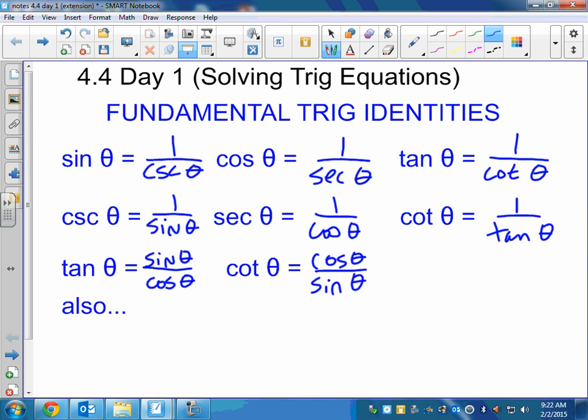So what's kind of cool about trig functions is you can write them all in terms of sines and cosines, because you could change them all in terms of sine and cosine if you get something else. Something else that I'm going to throw in today, and we'll talk about later, are these Pythagorean identities. There are 3 of them.